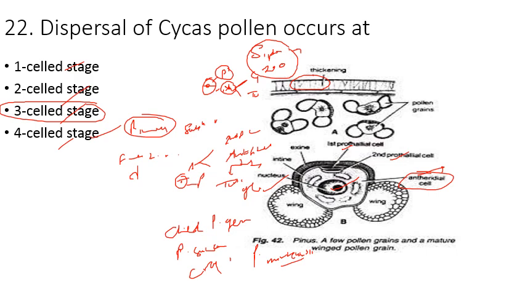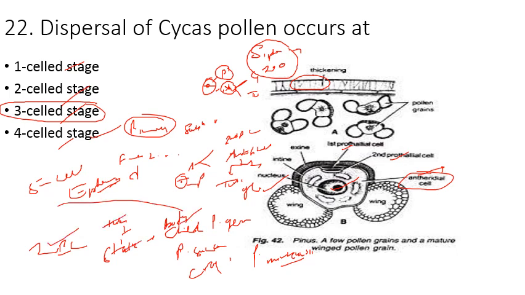Then we have other genus here. The pollen grain is released at 5 cell stage, that is Ephedra. Ephedra में 5 cell stage में pollen grain release होते हैं, और ये जो 5 cell होते हैं, these are 2 prothallial cells. Then it contains 1 tube cell. Then it contains stalk cell and body cell. तो ये 5 cells होते हैं, 2 prothallial cell, then tube cell, stalk cell and body cell. So at 5 cell stage, this pollination of pollen grains occurs in Ephedra.